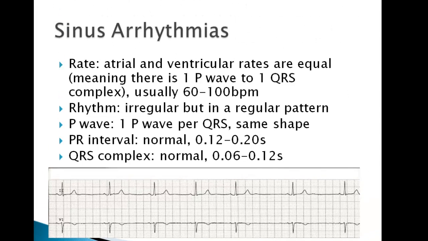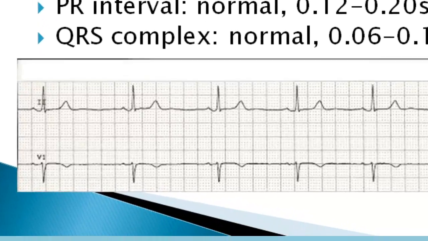This is where things get interesting. Sinus arrhythmia. Your atrial and ventricular rates are equal, and it's usually between 60 and 100 beats per minute. Your rhythm is irregular, but in a regular pattern. So it's regularly irregular. You have one P wave per QRS. It's the same shape. You have a normal PR interval, and you have a normal QRS complex.